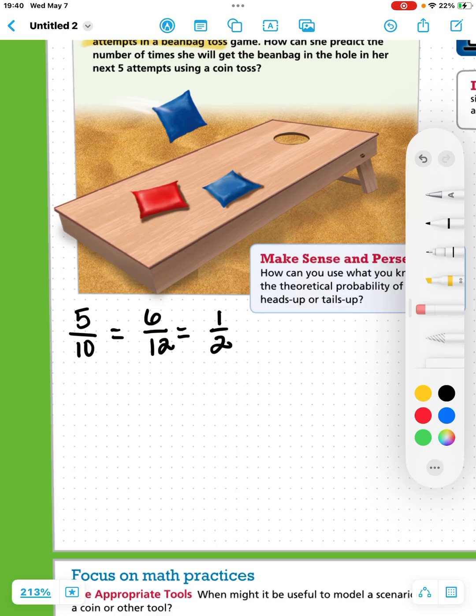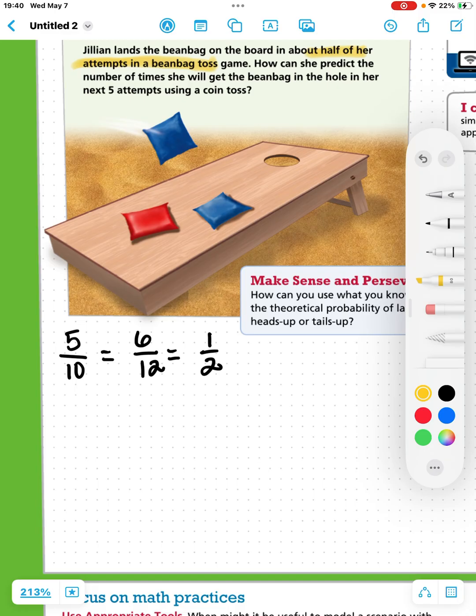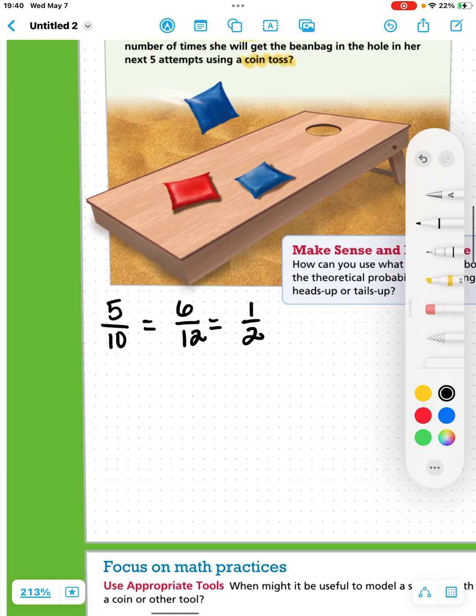So how can we relate this to a coin toss? Well, think about what a coin toss is. It is either heads or tails. So in our coin toss, you will either get heads or you will get tails. Both of these have a probability of 1/2.